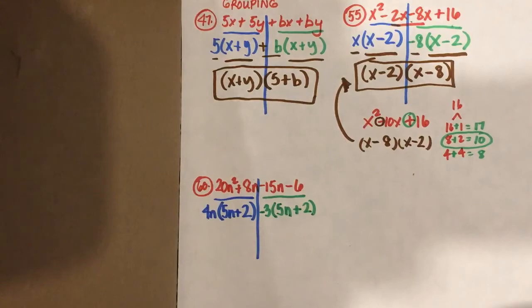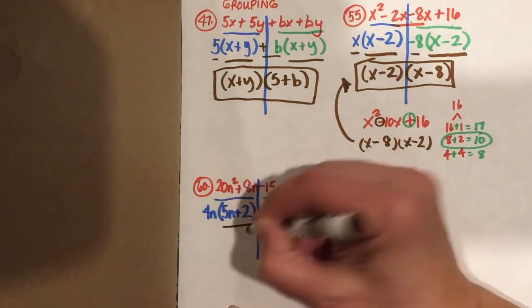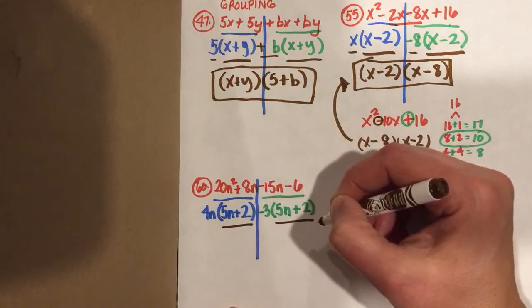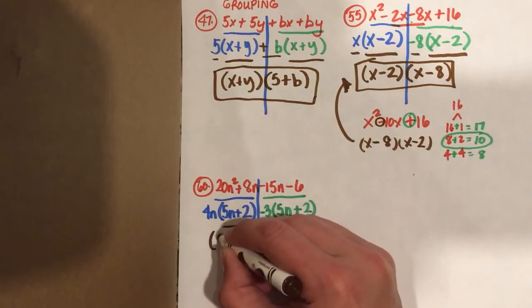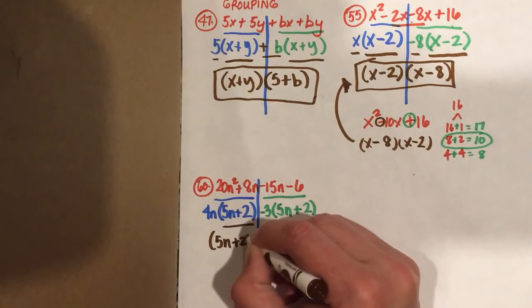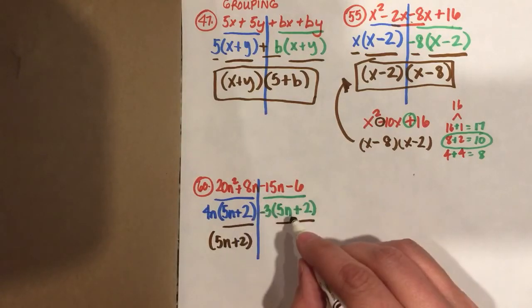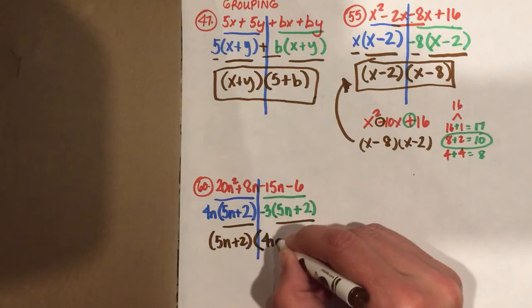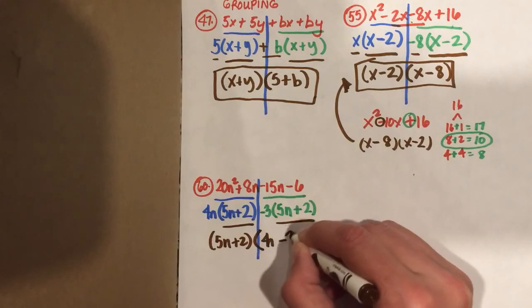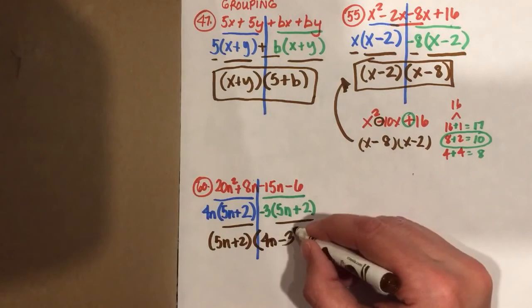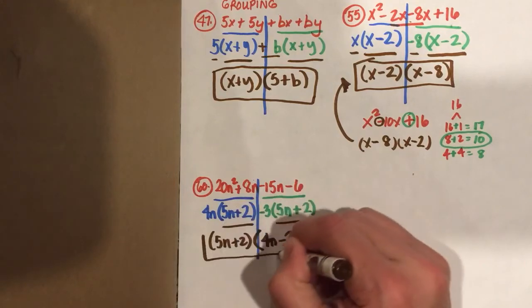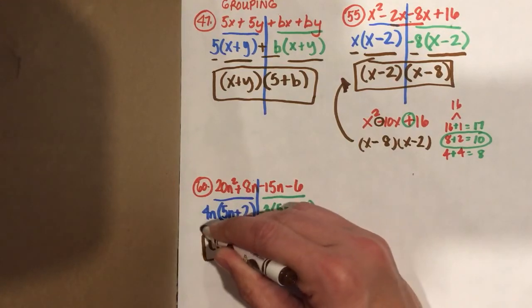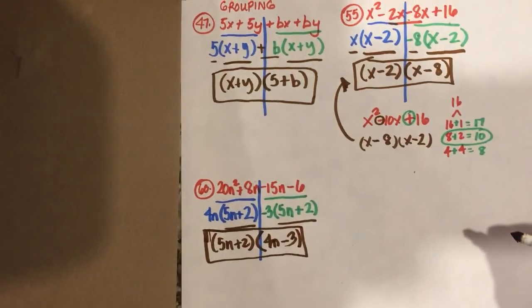So now I'm ready to finish because the greatest common factor between these two terms is 5n plus 2. So my first factor is 5n plus 2, which is my GCF between these two terms. And when I factor that out, it leaves me with 4n minus 3. Therefore, I'm finished. I've completed it. And that, again, is factoring by grouping.